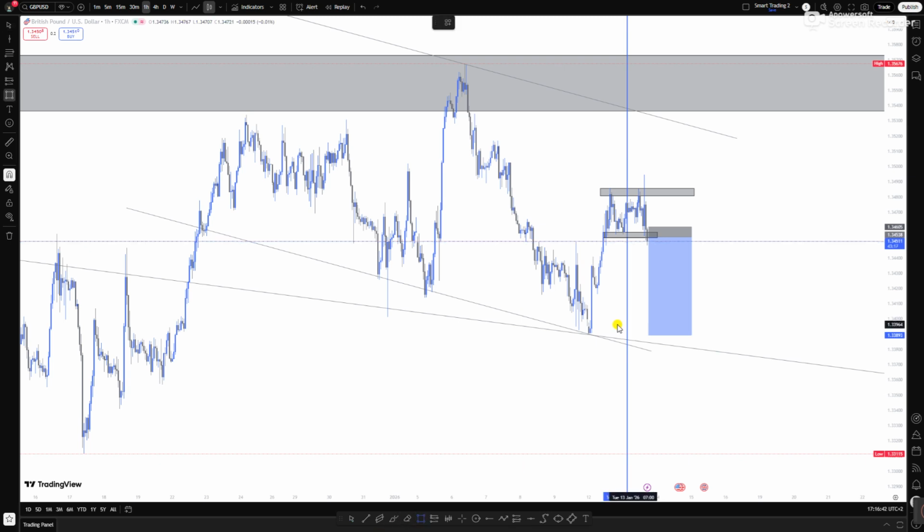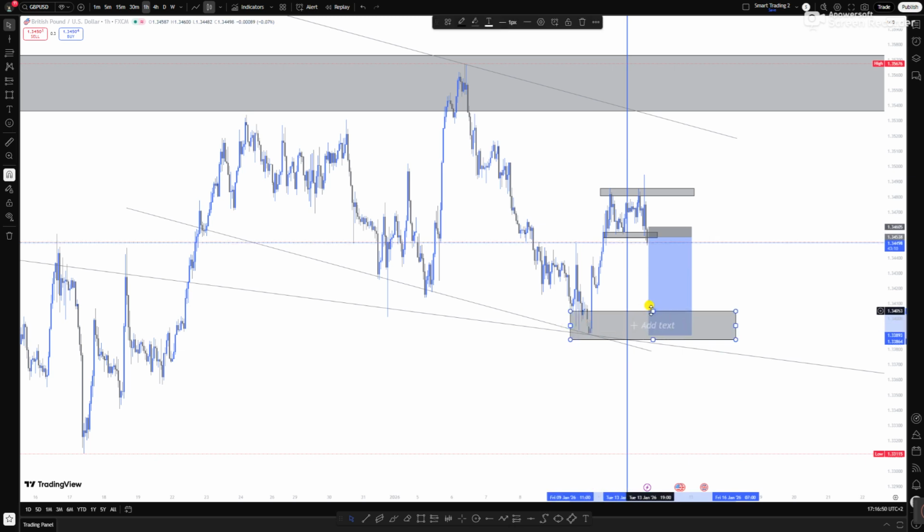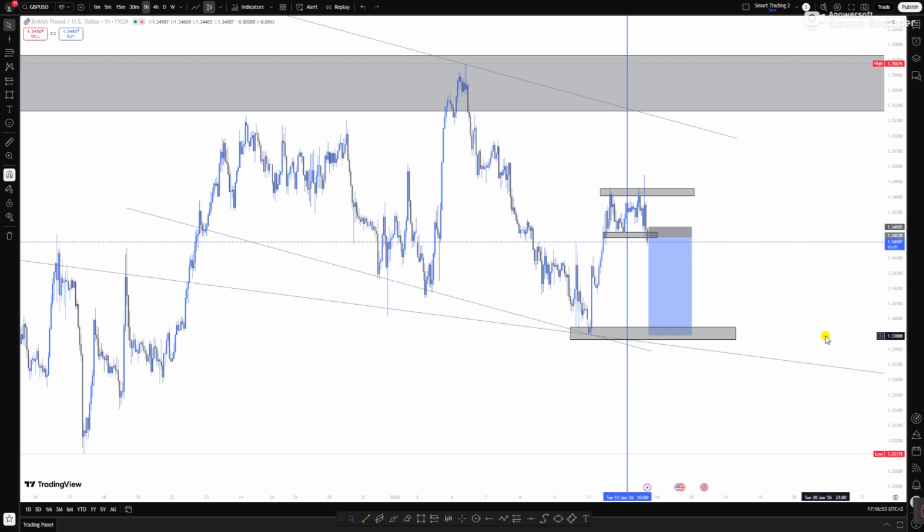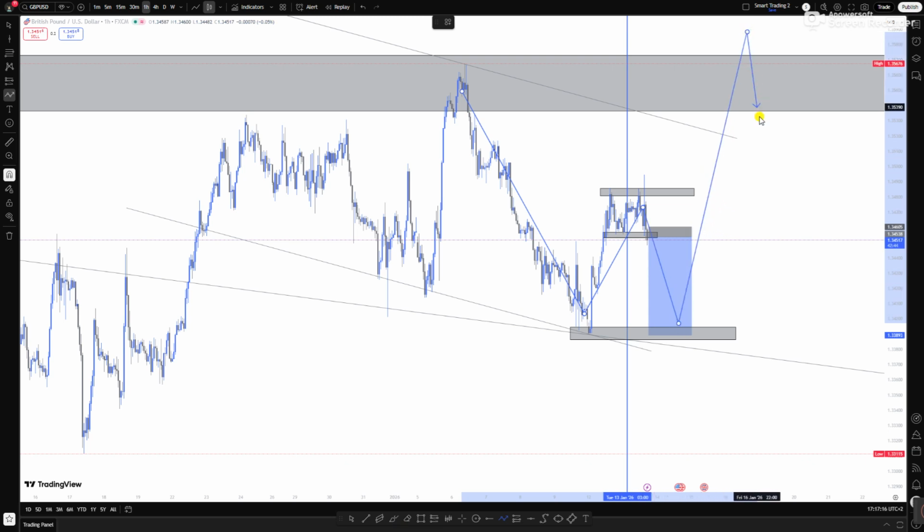Actually, let me just mark it over here, to this point, somewhere around this point. Why am I saying that? Like I showed you the first W, before it broke that descending channel, we also have another descending channel, and if you know, you know. We're gonna have another W. Break, retest. This is what I'm expecting.